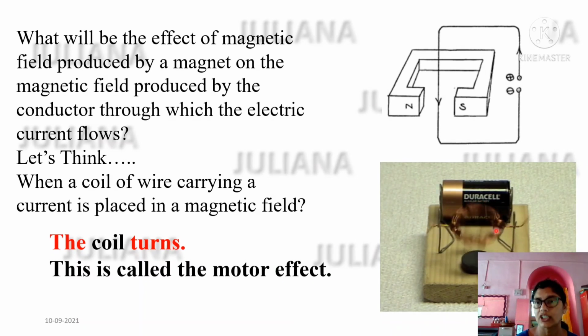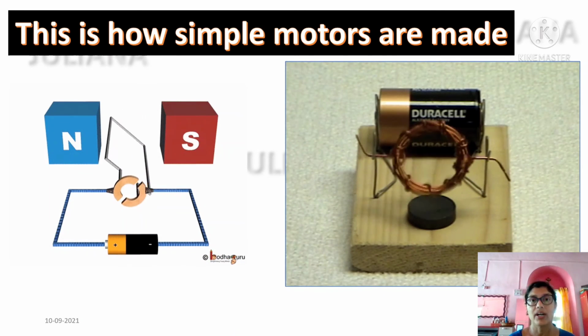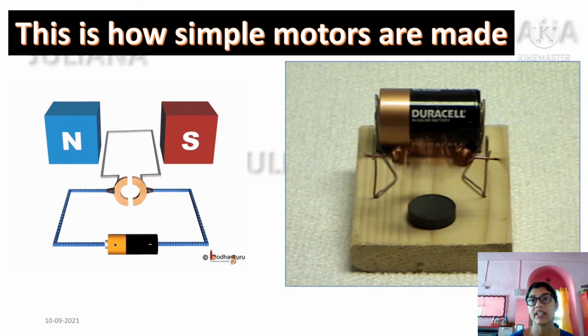And this structure now is placed in the presence of a powerful magnet. The moment this one behaves like a magnet and this one behaves like a magnet, the coil will start rotating. This is a simple motor, and this is how a simple motor works. So how does a simple motor work? How do we construct it?